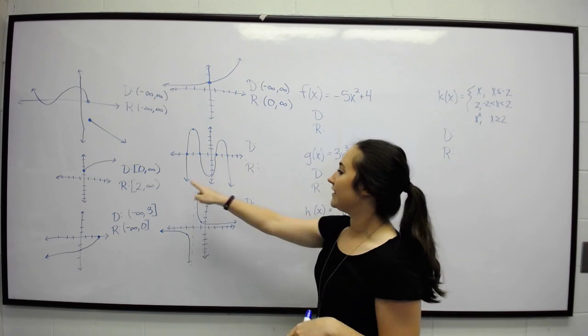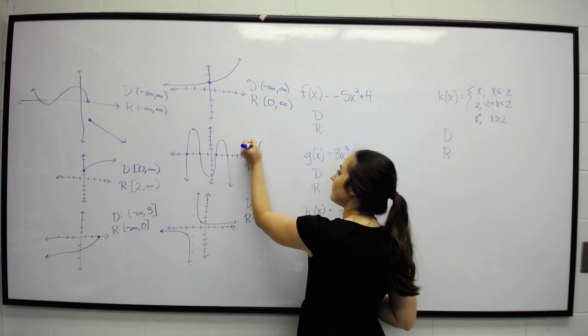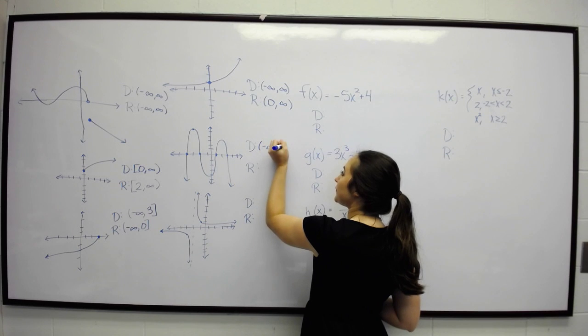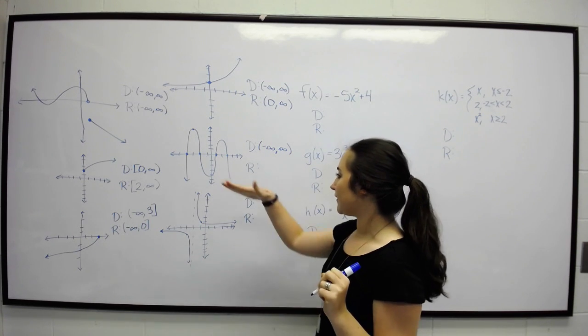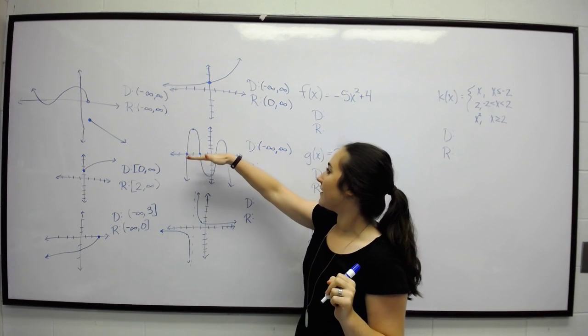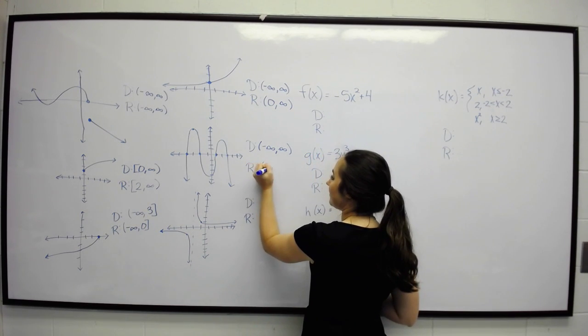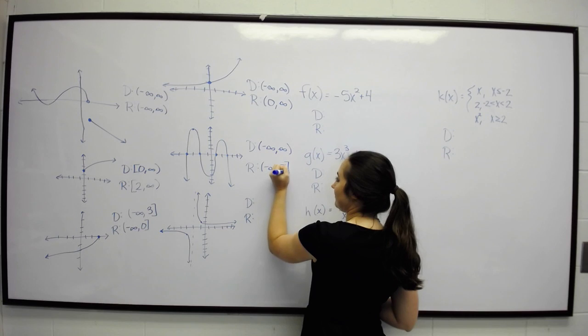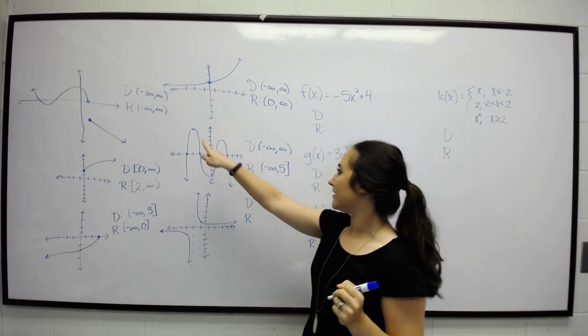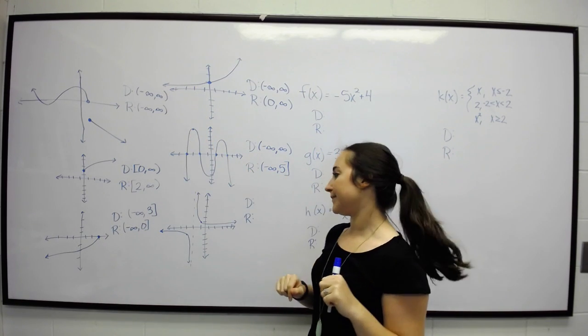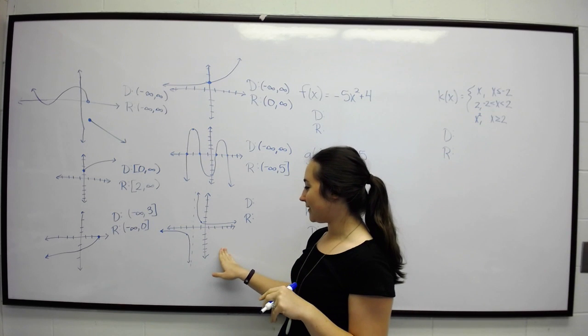Okay, the domain here is going to be from negative infinity to positive infinity. The range, we can go from negative infinity up to 5. So it's going to be negative infinity to positive 5. And I put a bracket because that 5 is included there. Okay, this one's a little bit different.